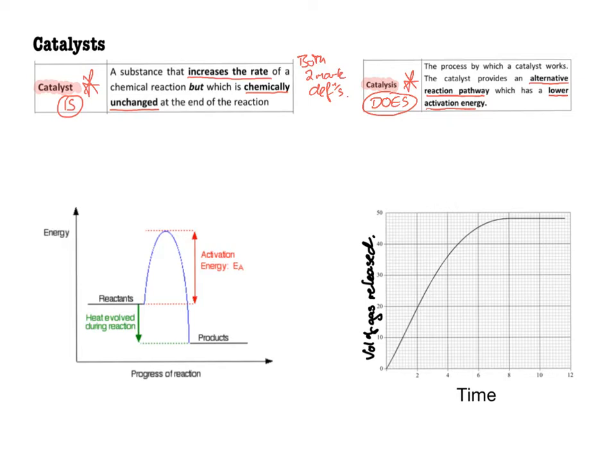Now, there is one slight problem. Sometimes you come across a 3-mark definition for a catalyst at GCSE. In that situation, write both definitions. You're going to be writing down 4 marking points, of which you will gain marks for 3 of them.